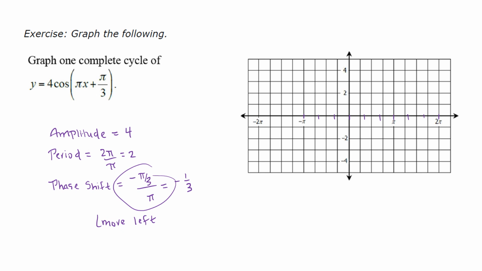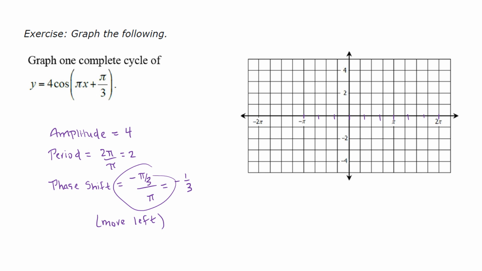Okay? So I am now going to plot my points. Okay? Since I know I have a phase shift of negative 1/3, that means I moved to the left by 1/3.